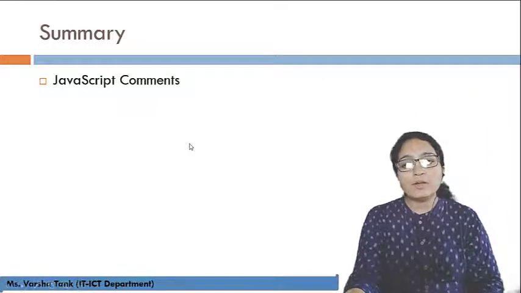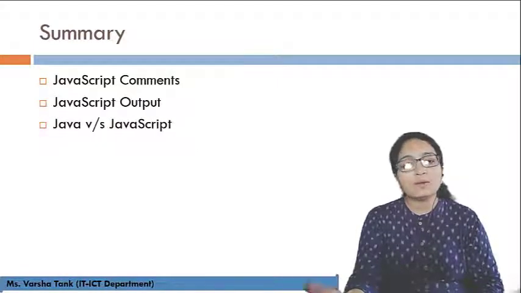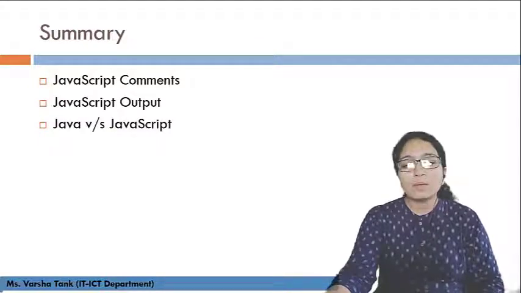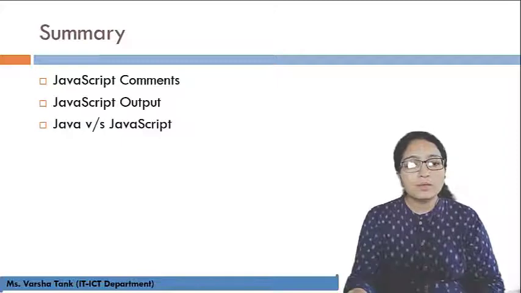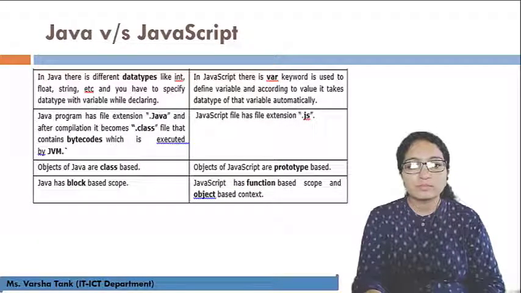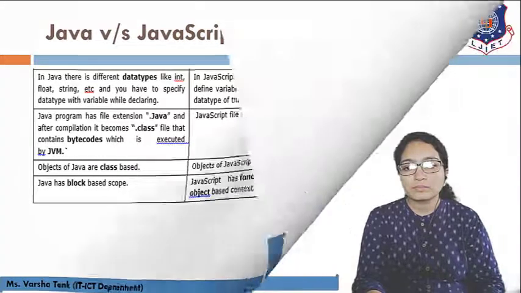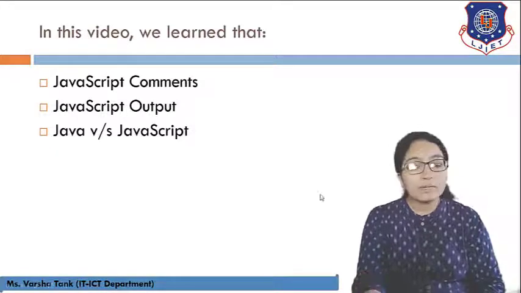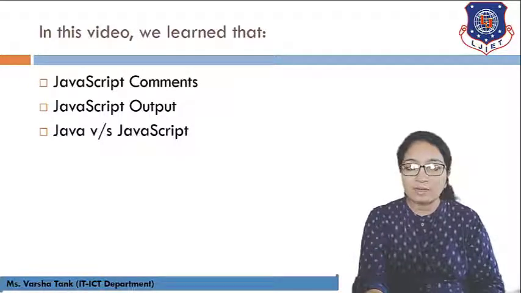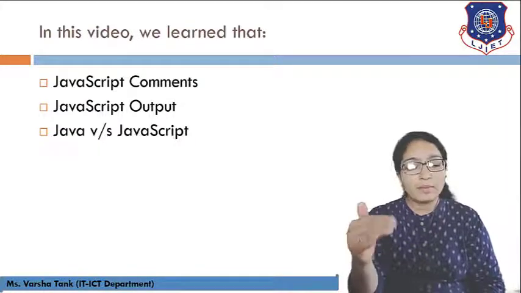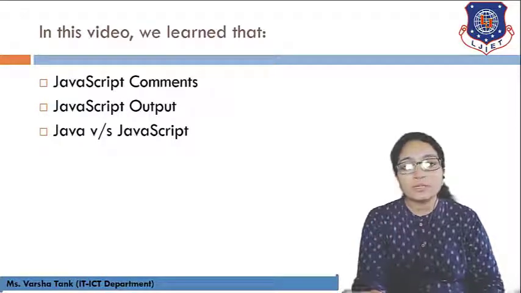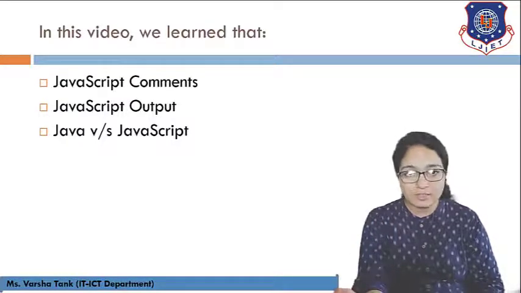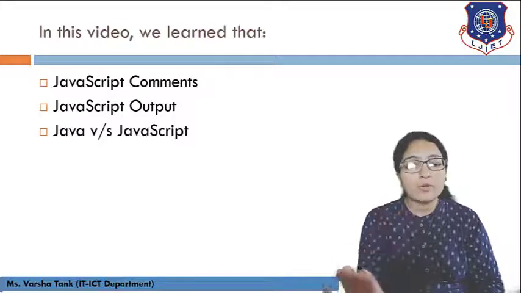So in this video, we have learned about the JavaScript commands, then JavaScript output, and then Java versus JavaScript. For JavaScript commands, you can define the single line comment and the multi-line comment. For a single line comment, you use double slash, and for a multi-line comment, you use slash star and star slash. Whatever content is written in between will be ignored by the browser.